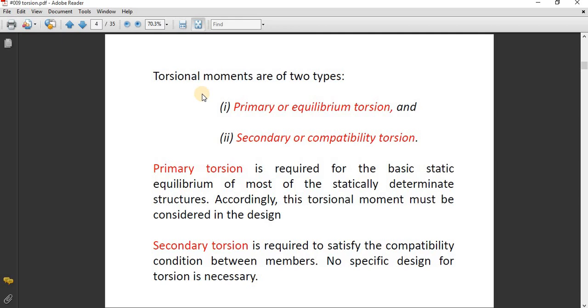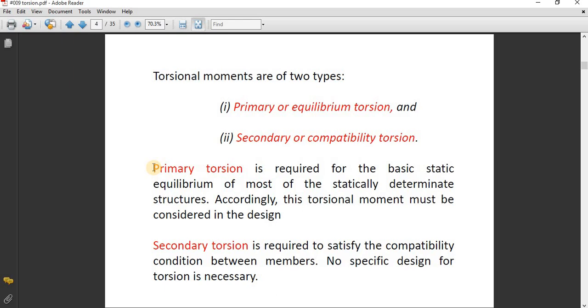In torsion there are two types: primary or equilibrium torsion and secondary or compatibility torsion. So we will call them primary torsion and secondary torsion. Primary torsion is required for basic static equilibrium of a statically determinate structure. Accordingly, this torsional moment must be considered in the design. So to maintain the static equilibrium, this primary torsion is very essential.